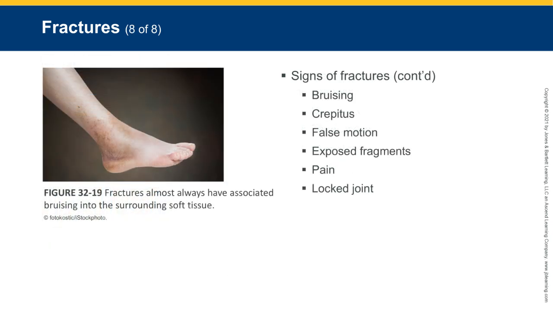Additional signs of fractures include bruising, crepitus, a grinding sound when moving the injured area, false motion, unnatural movement where a joint does not exist, exposed bone fragments, severe pain, and a locked joint. These signs help confirm the presence of a fracture and guide emergency care decisions.